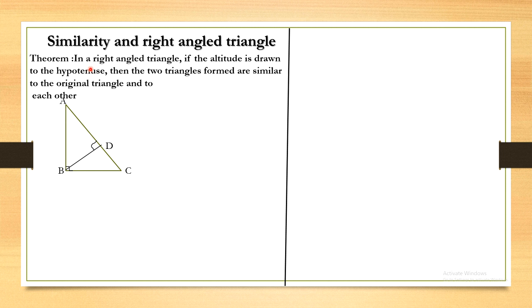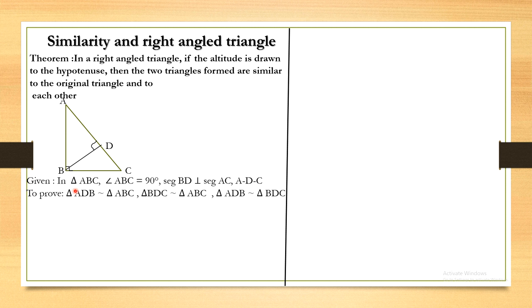Okay, so the first statement is called as given, and the statement after that is called as to prove. So what is given? In triangle ABC, angle ABC is equal to 90 degree. This BD is perpendicular to the seg AC. That means A, D, C are collinear points. What we have to prove? The triangle ADB is similar to original triangle ABC. Also triangle BDC is similar to original triangle ABC. And then we can say that these two small triangles are also similar. Okay, so let's write down the proof.